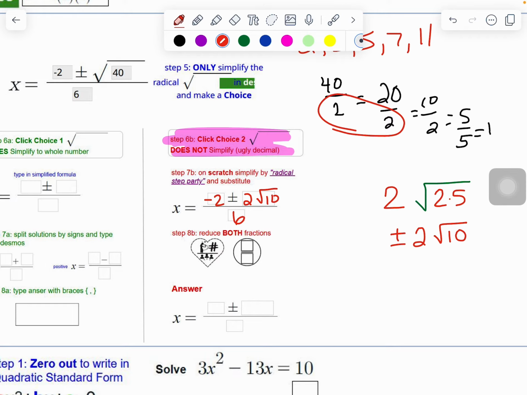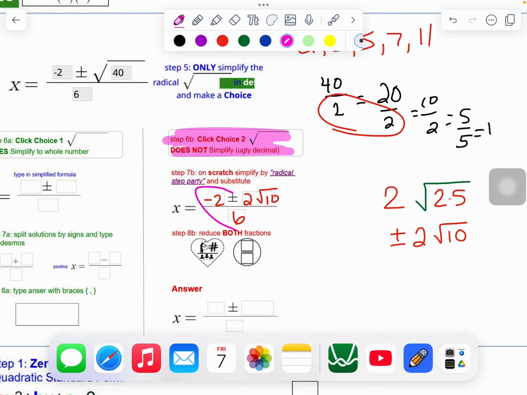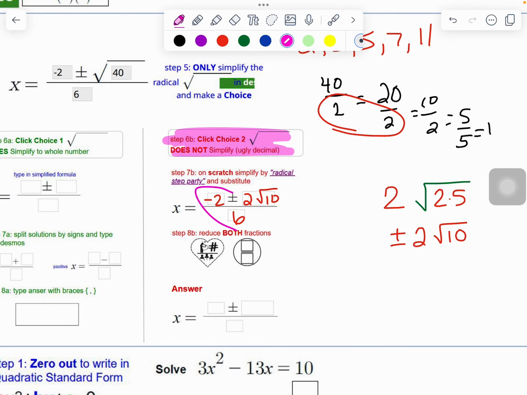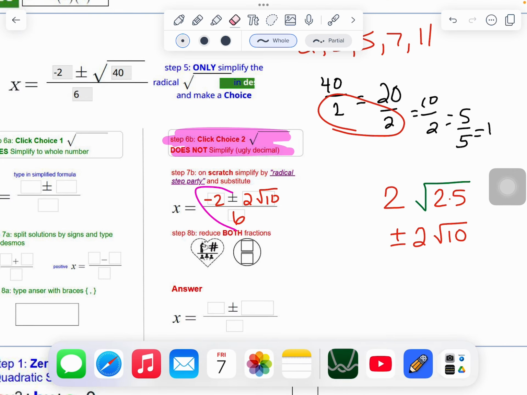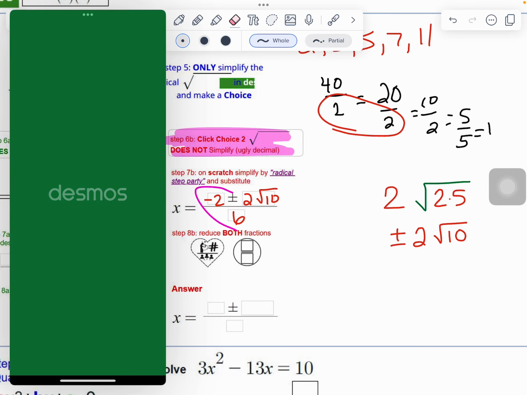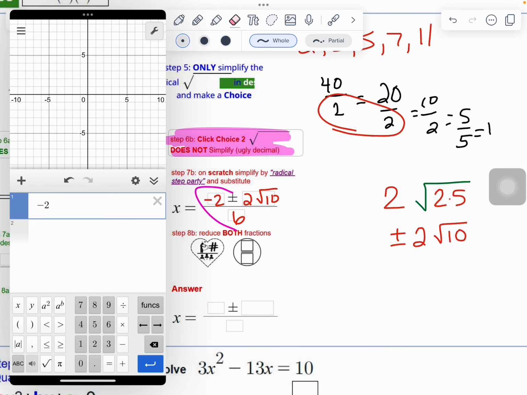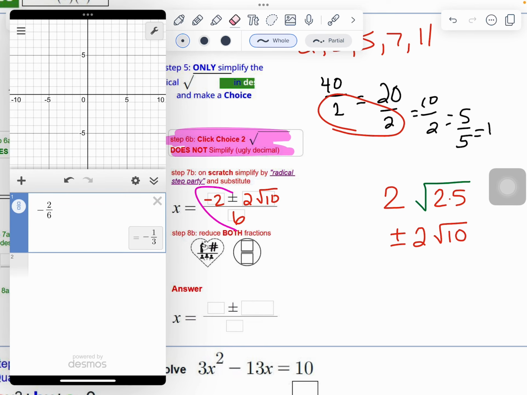The last step is we can't touch the square root, but we're going to do the heart and see if any of these reduce. So we're going to do negative 2 over 6. And so I'm going to bring up my calculator again. There we go. All right, negative 2 divided by 6, and I hit the circle, and this does reduce. So this reduces to negative 1 over 3.